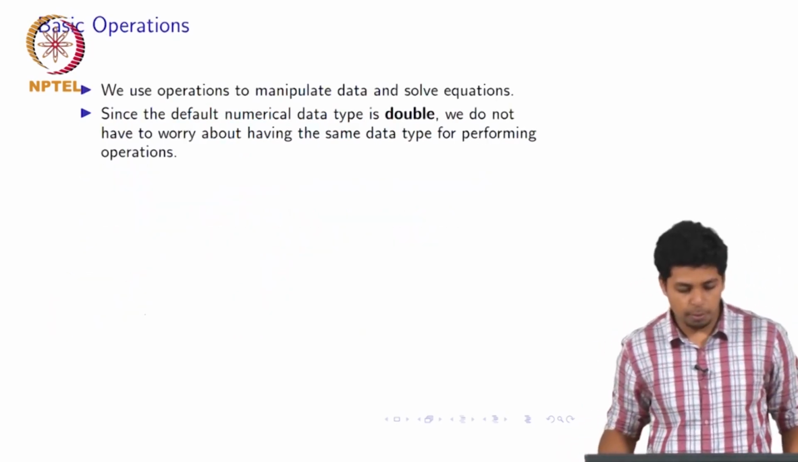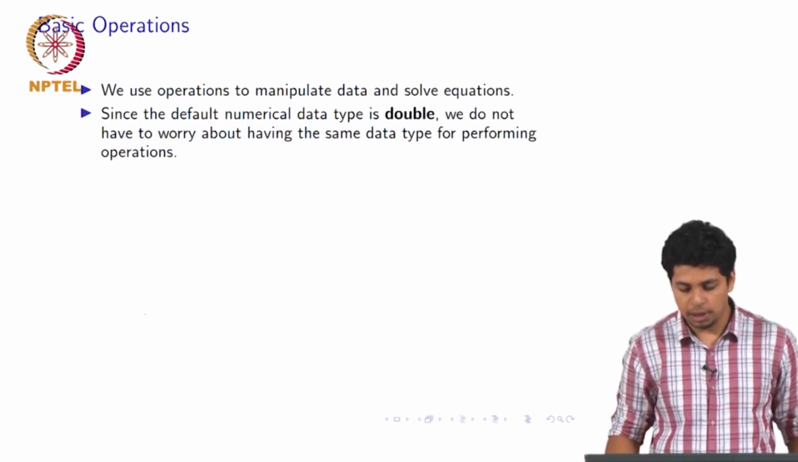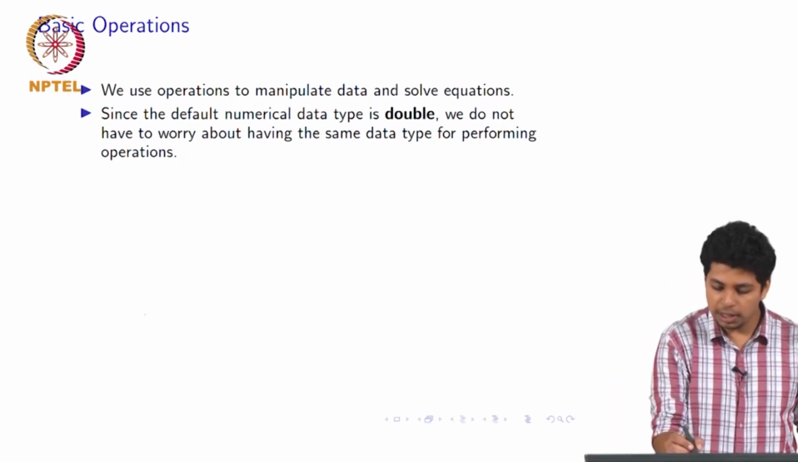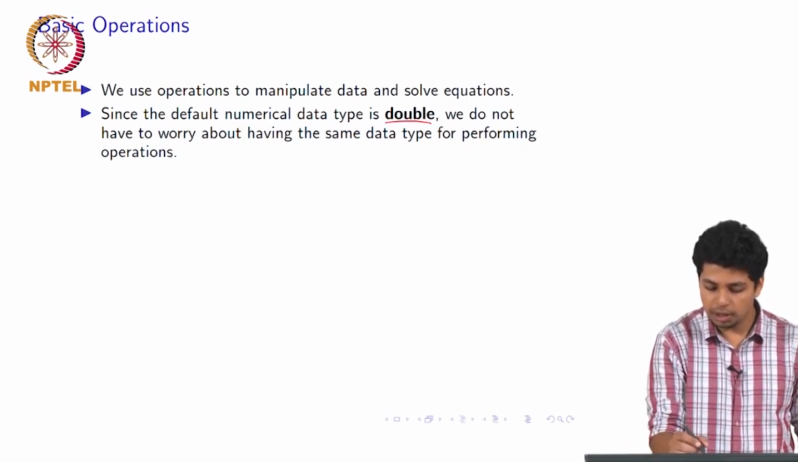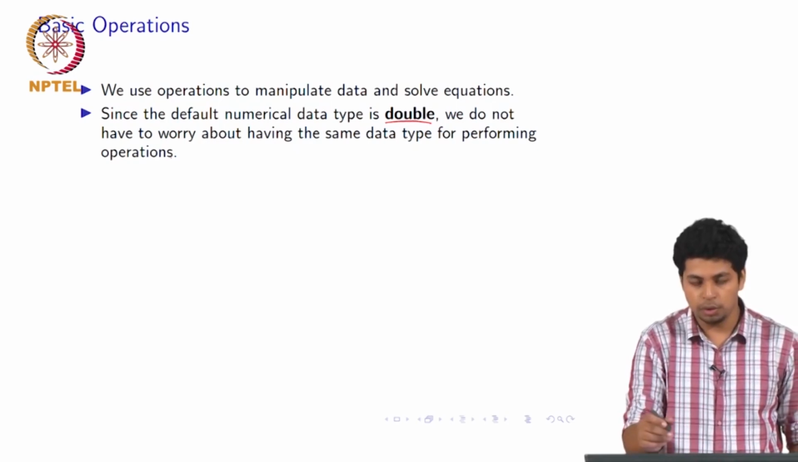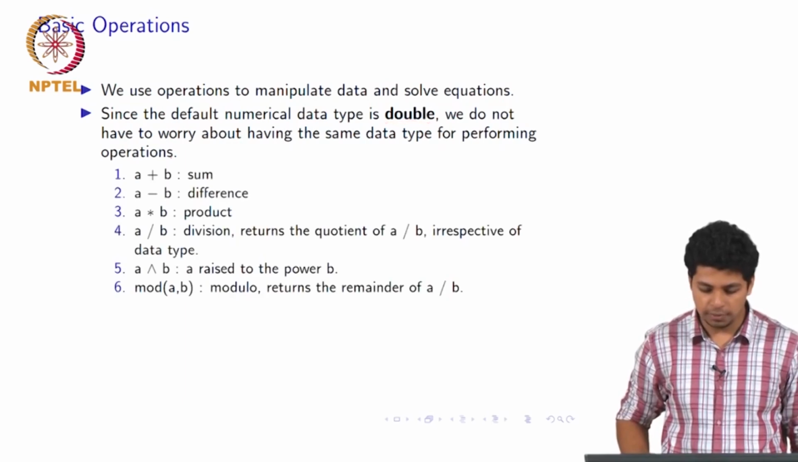Now we'll discuss a bit about basic operations. We use operations to manipulate data and solve equations all the time. Since the default numerical data type in MATLAB is double, we do not have to worry about two variables having the same data type in order to perform any operations on them. That's an advantage you have to consider for MATLAB.